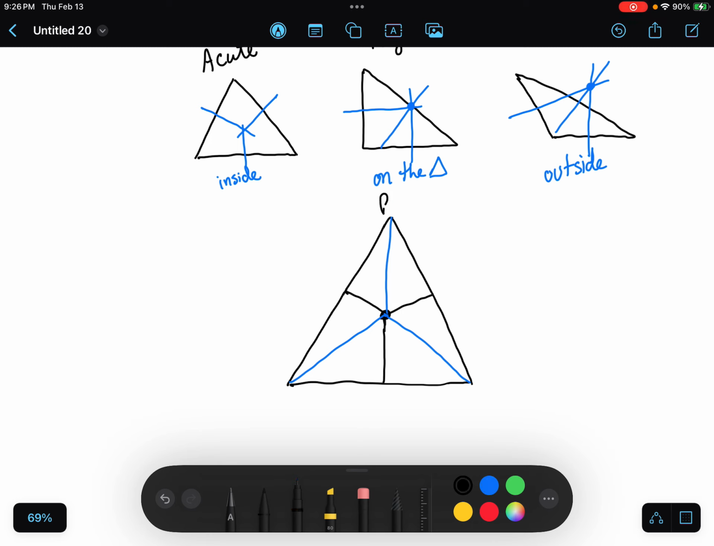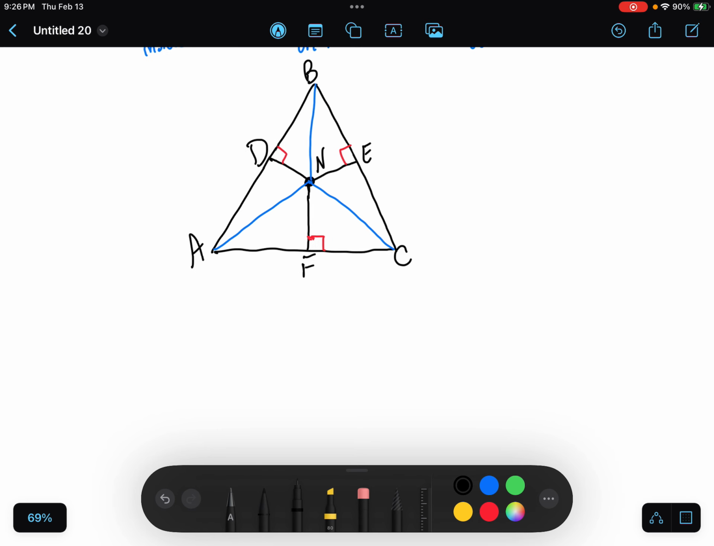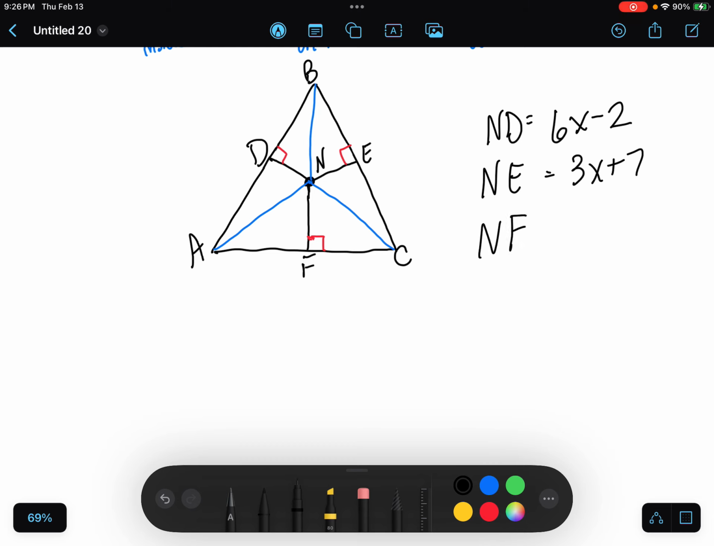And so they will give you B, N, E, C, F, A, and D. And we have these corners like so, because they want to make sure that they're perpendicular bisectors. And what they're going to do is they're going to say ND, for instance, was 6x minus 2, and NE was 3x plus 7. Find NF. Okay? So that's what they're going to ask you to do for that.